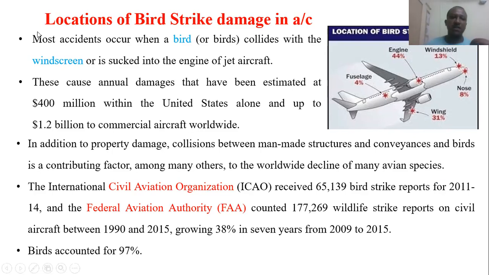So most accidents occur when a bird collides with a windscreen or is sucked into the engine of a jet aircraft. This causes annual damage estimated at 400 million US dollars, and up to 1.2 billion to commercial aircraft from wildlife. This is the loss that the world faces with bird strikes.